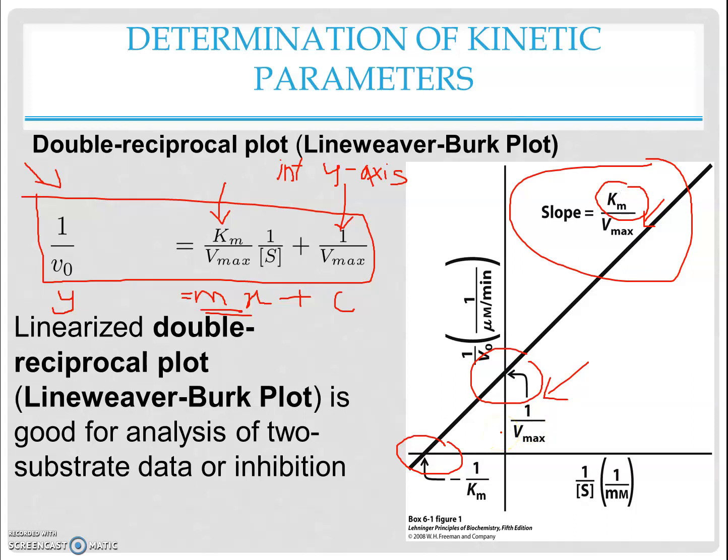This Lineweaver-Burk plot or double reciprocal plot is very good for analysis of 2 or more substrates in the enzyme reaction, and it can also be used to identify the type of inhibition in the enzyme reaction, which we will look at later in the next part. So this is the first linear plot, and the Lineweaver-Burk plot is mostly used everywhere for enzyme kinetic studies.